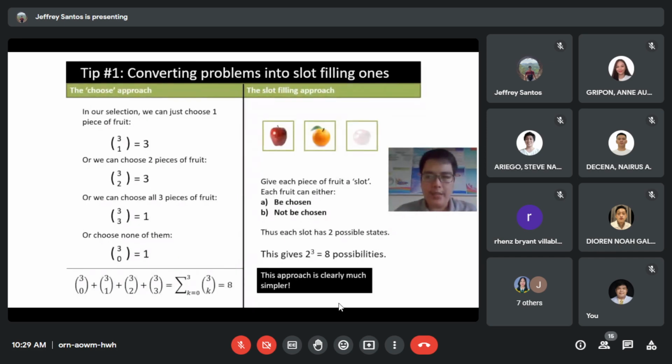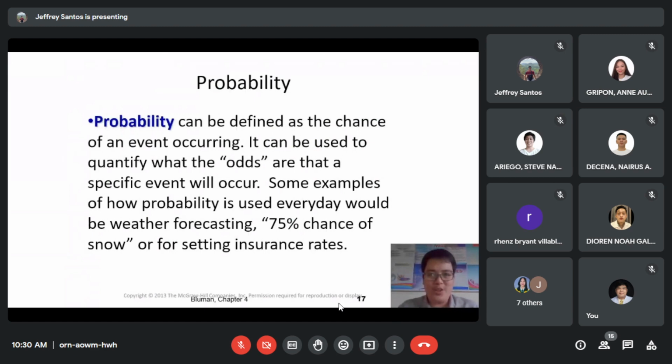So using the slot filling approach, give each piece of fruit a slot. There are only three fruits. Each fruit can either be chosen or not be chosen. So in this case, there are two possibilities: be chosen and not be chosen. So we'll use the formula 2 cubed, where 2 is the possibility of being chosen and not being chosen, and 3 represents the number of fruits. Simplifying 2 cubed will be 8. So therefore, there are 8 possibilities, the answer to the given question. So we are done with combinatorics.